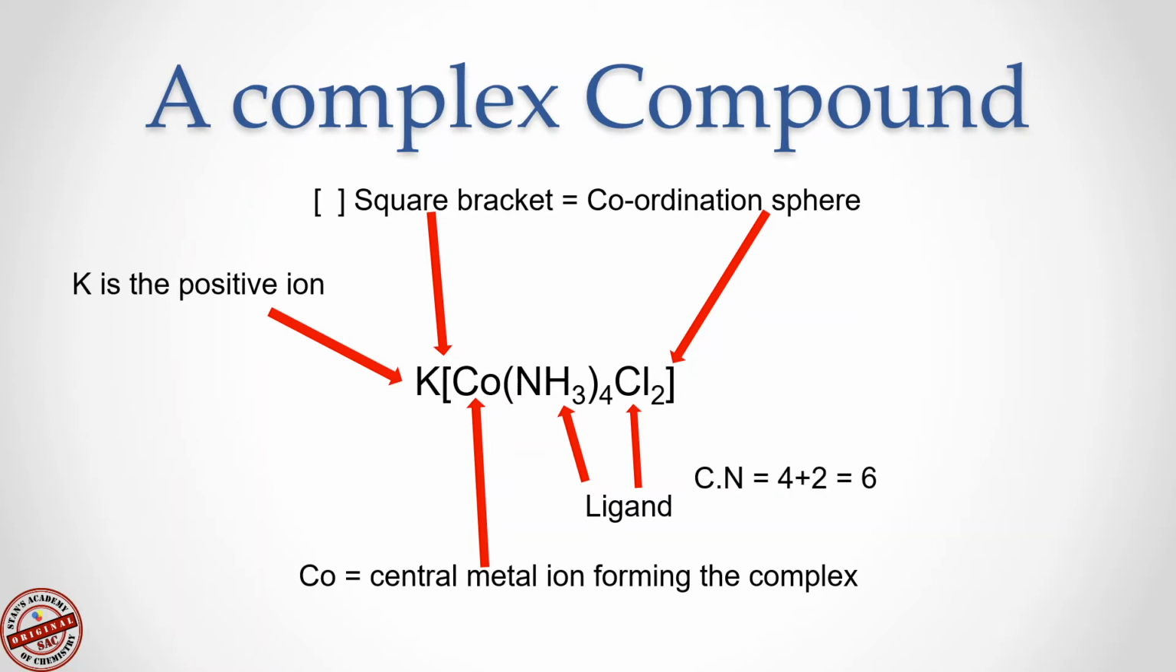Here, if you count the numbers 4 plus 2, that is the number of ligands present in the complex. It is 6. So that's called the coordination number. We will be starting to call this the secondary valency, or the secondary valency is also called the coordination number. We can have 6 different ligands, or a single type of ligand, but totally there will be 6 of them.